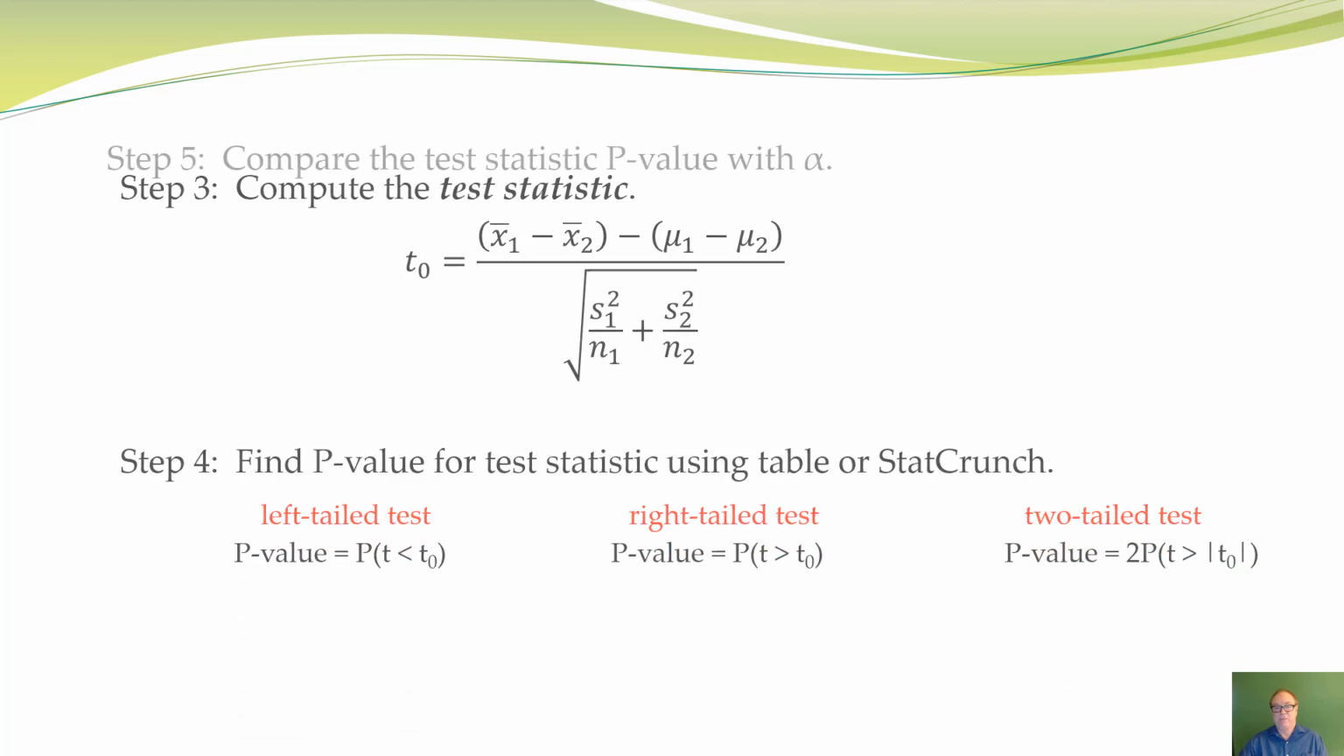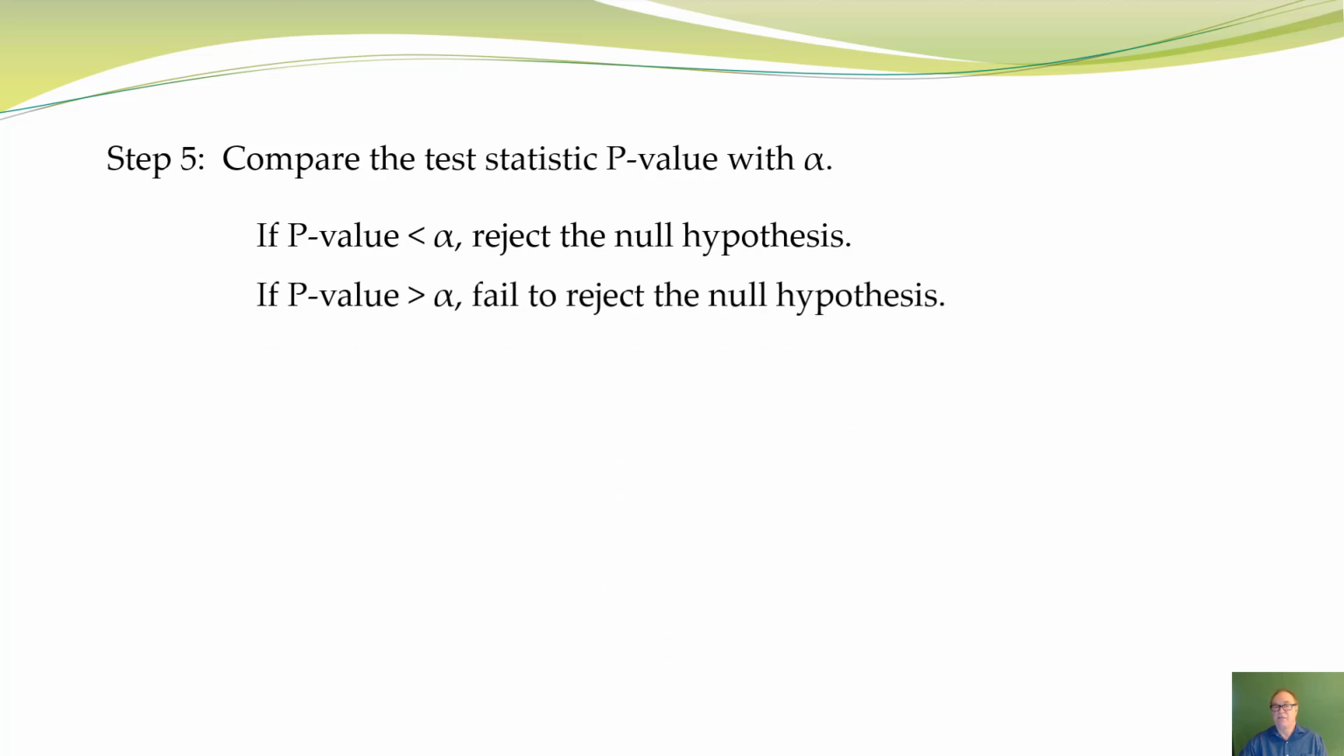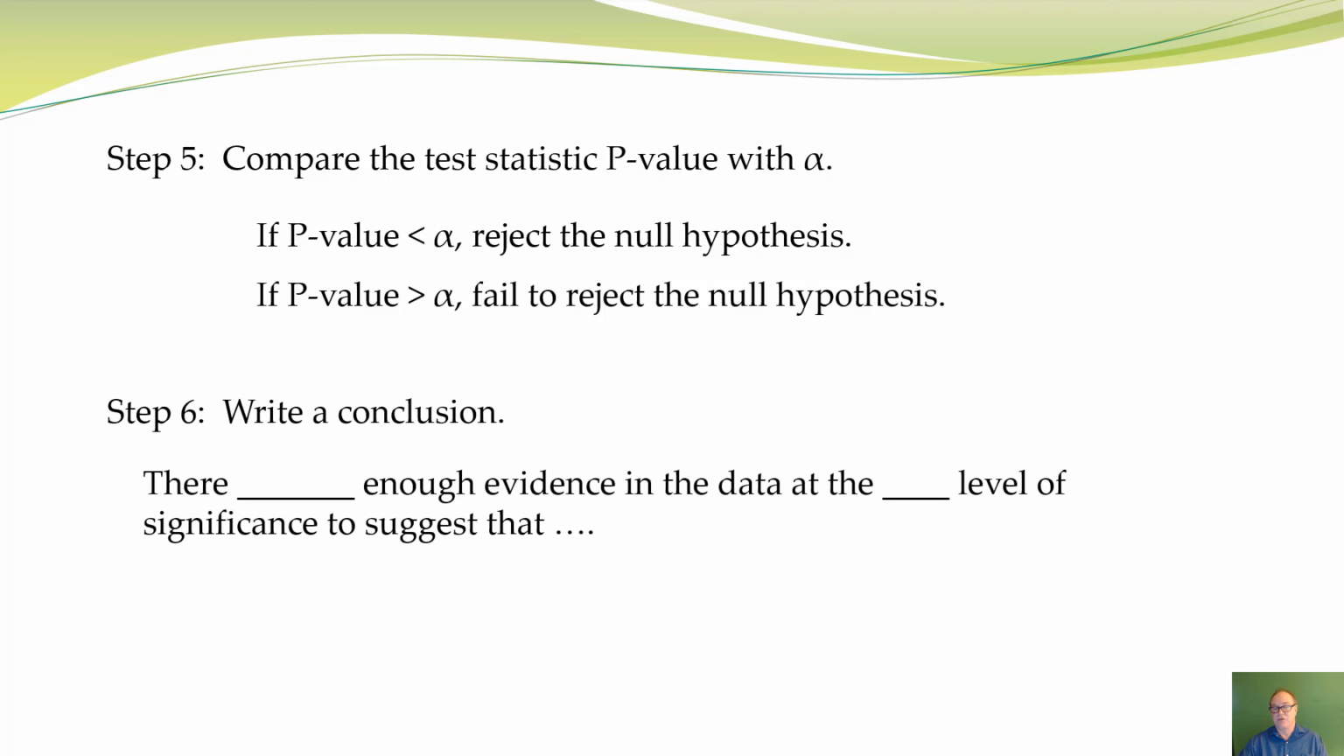Okay. Now compare the test p-value with alpha. This is important. You need to remember, this is the same case as Chapter 10. If p-value is less than alpha, reject the null hypothesis. If p-value is greater than alpha, fail to reject the null hypothesis. And then write your conclusion, which is the same as we've been doing.